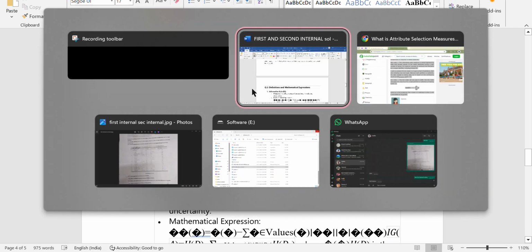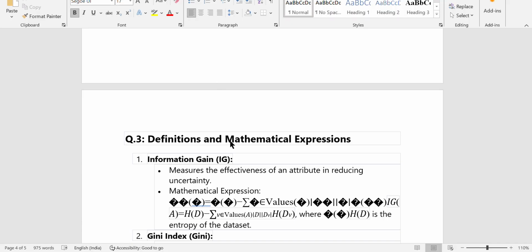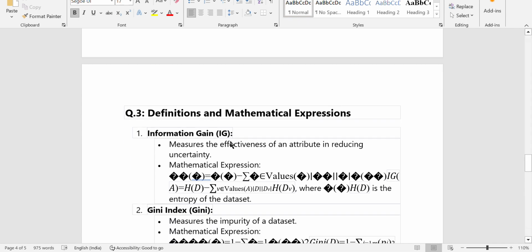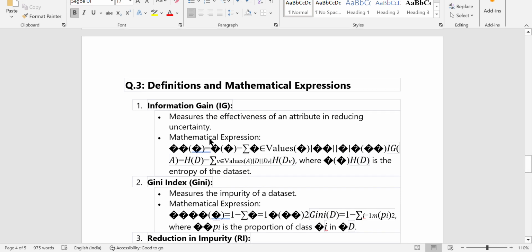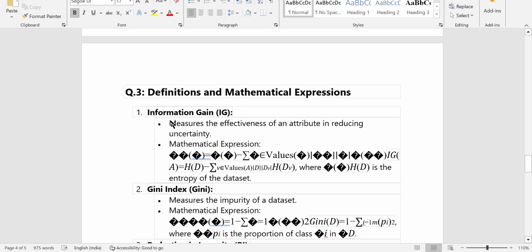Okay, now coming towards the next question, which is the third question. Define the mathematical expression of information gain, Gini index, reduction in impurity. So let's go through the third question. In the previous question we have already seen what is information gain and Gini index. So let us have the formulas, the mathematical expressions, for information gain and Gini index.